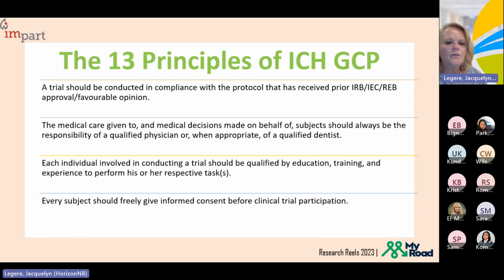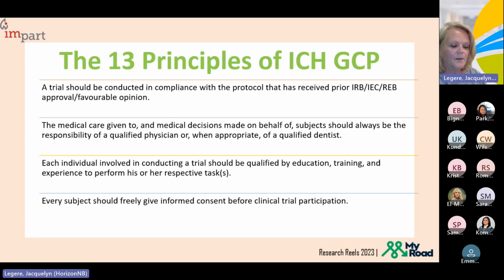That the medical care given to medical decisions made on behalf of subjects should always be the responsibility of a qualified physician or, when appropriate, a qualified dentist. So Health Canada has the same regulations. Health Canada has actually adopted the GCP principles, the good clinical practice principles, and they're actually law. So within Health Canada regulations, if you submit a clinical trial application, you're legally bound to comply with GCP. It's actually federal law now.